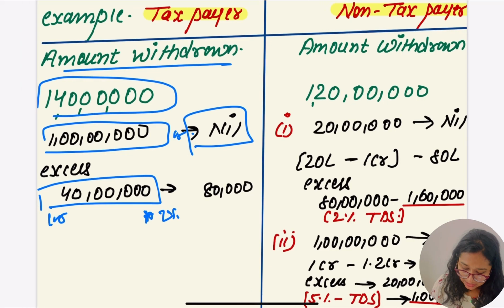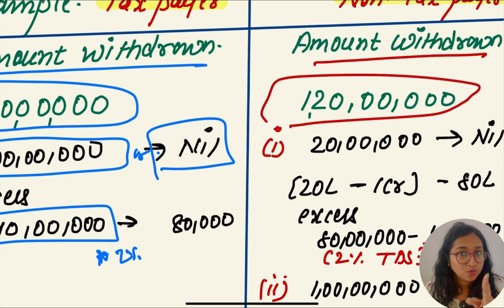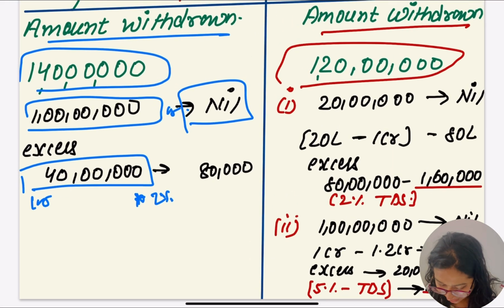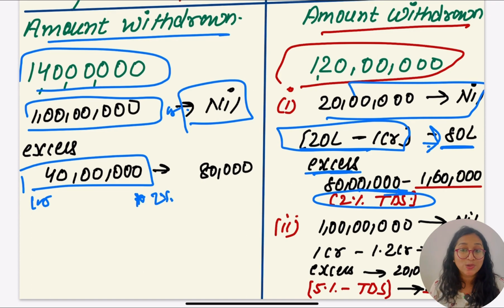Say the amount withdrawn is 1 crore 20 lakh. Again, what I told you, up to 20 lakh, the TDS would be nil. So we have to categorize it. First of all, part 1, up to 20 lakh, is nil. From 20 lakh to 1 crore, the excess amount is going to be 80 lakh, and for this 80 lakh, the rate is going to be 2%, and the amount is going to be 1,60,000.